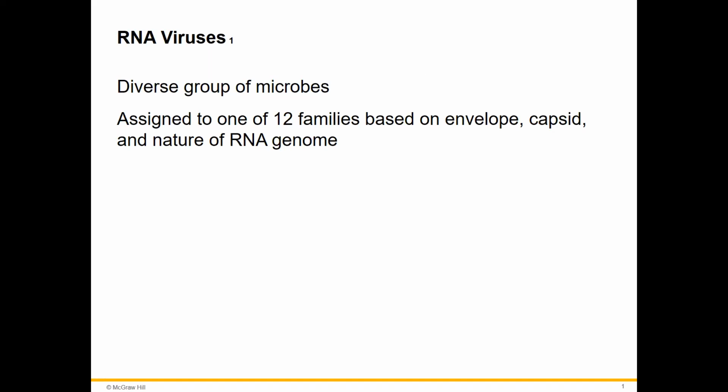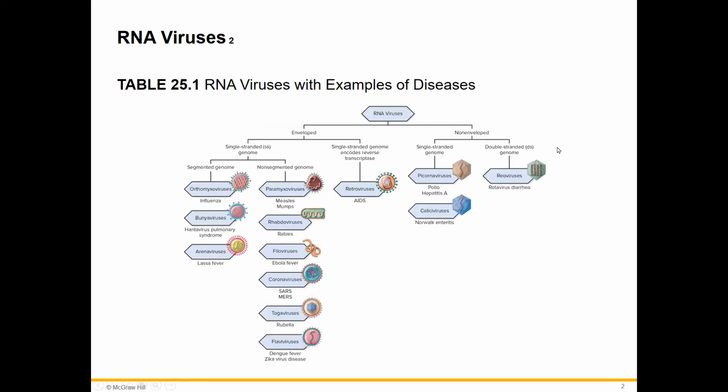All right, our RNA viruses are more diverse. There's 12 different families based off of envelope, capsid, and RNA genome. We're going to look at, again, only the pathogenic ones. These are the different categories, and you can see here they have the single-stranded genome with reverse transcriptase, single-stranded genome, double-stranded. Below these bigger categories, you can see the disease. I wouldn't really care that you learn the big category names. I don't believe they'll test you on them.